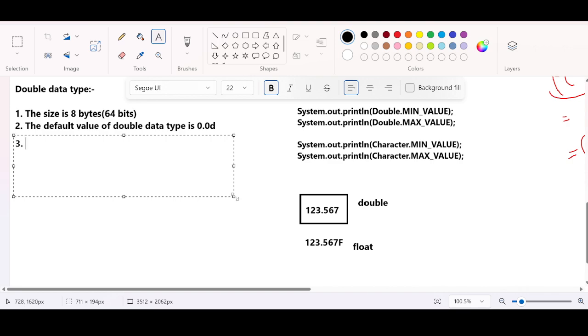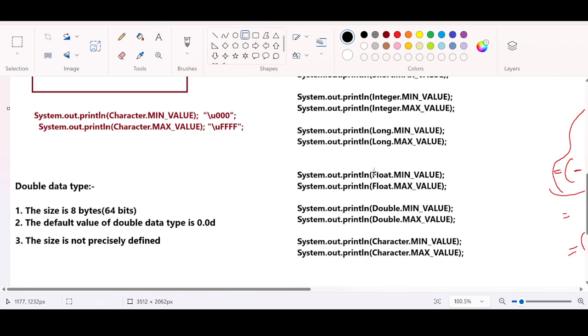Third one. What else we have? Okay, the size is not precisely defined. Again, here also the size is not precisely defined. It's not a topic of discussion. It is out of our scope to discuss. But still, if you want to find the size for the floating point for the double data type, you can use this.